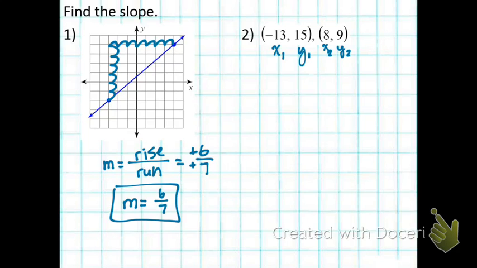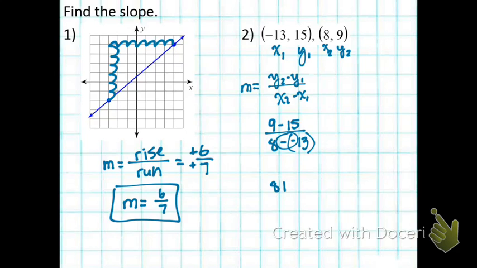So we have a slope formula for this. The way we could calculate rise over run here is we just take this formula, y2 minus y1 over x2 minus x1. And we just plug in our numbers, so y2 is going to be 9 minus y1 is 15 over 8 minus, and then x1 is negative 13, so we're going to have to subtract the negative 13. So we put that into parentheses. We know that the two negatives equals a positive, so we have 8 plus 13 in our denominator. Numerator is going to be 9 minus 15, which is negative 6. 8 plus 13 is 21.